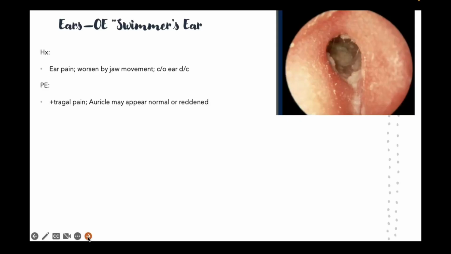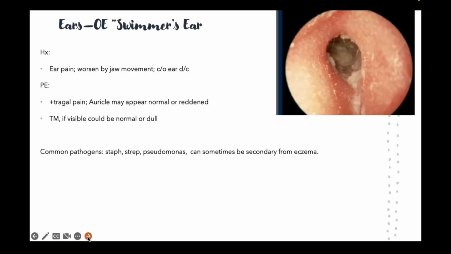On physical exam, what do we find? We have positive tragal pain, a swollen external auditory canal. Sometimes you'll see some debris. Sometimes the TM is visible, but most likely not. And sometimes you'll see some crusting or pustular lesion. And I talked earlier about staph, strep, and pseudomonas. Sometimes it could also be a secondary infection from eczema, because you have a lot of dry skin there, and the irritation can lead to swelling and redness.